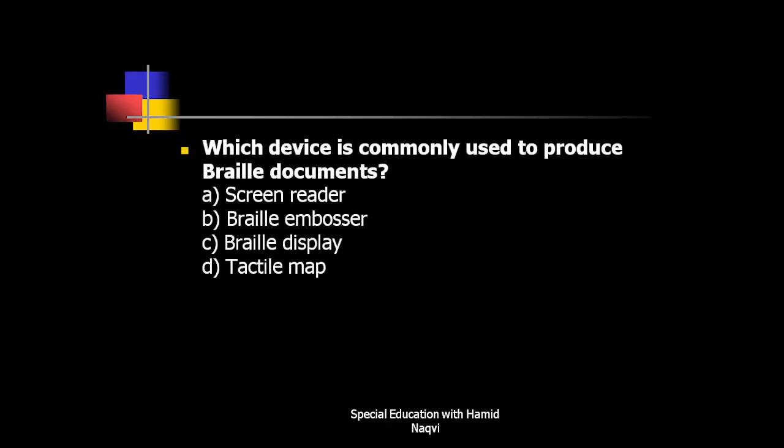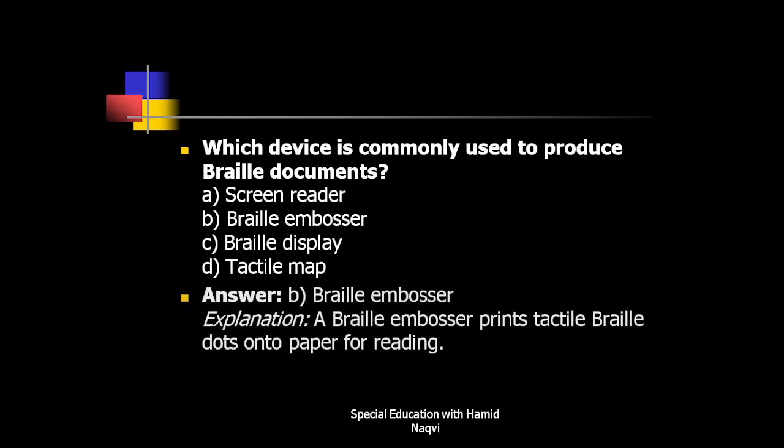Which device is commonly used to produce Braille documents? Screen reader, Braille embosser, Braille display, or tactile map? The answer is Braille embosser. A Braille embosser prints tactile Braille dots onto paper for reading.